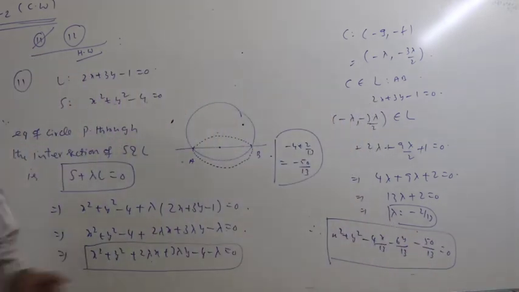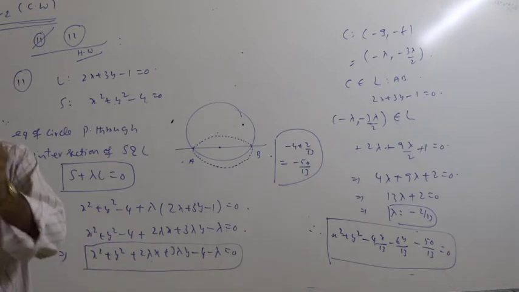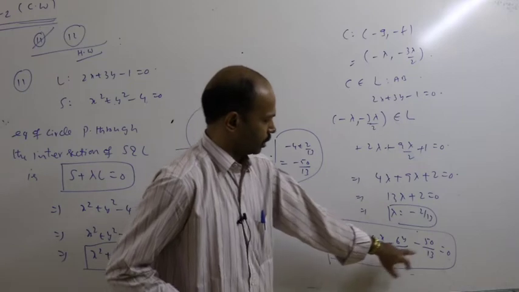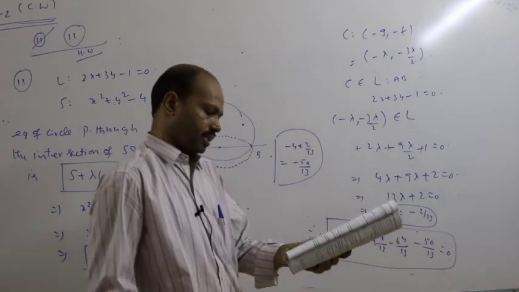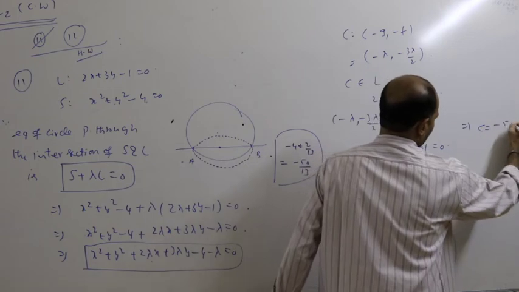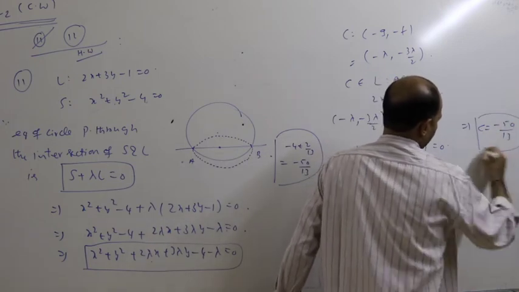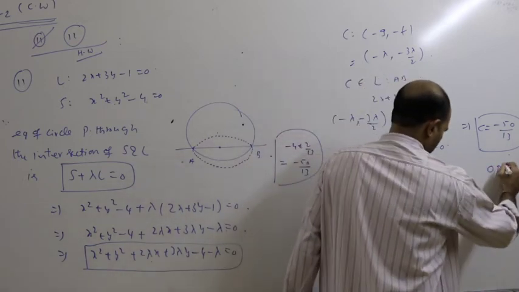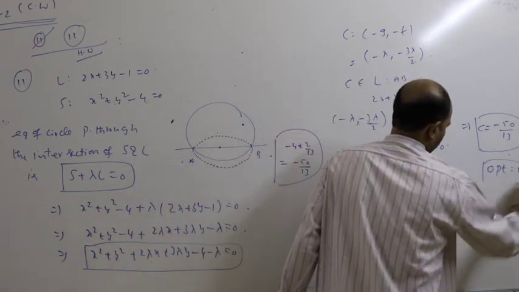But he is not asking that conclusion. He is asking a very simple number. Given it was in the form x square plus y square plus 2gx plus 2fy plus c, what is the value of c he is asking? From that, the value of c is minus 50 by 13. And note that from your material, it should be your option number 4.